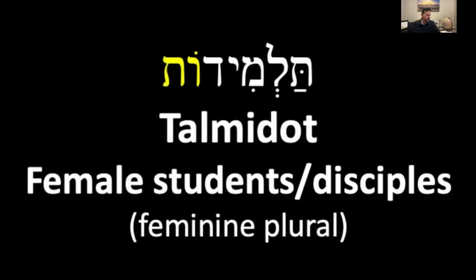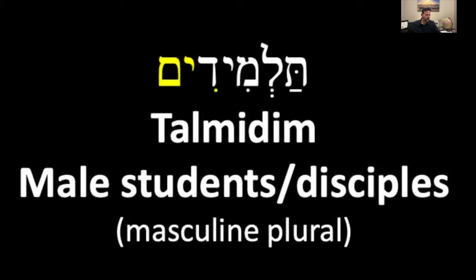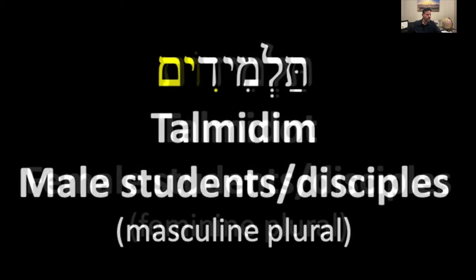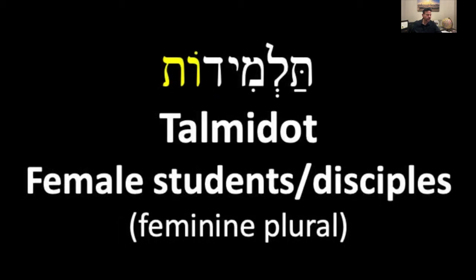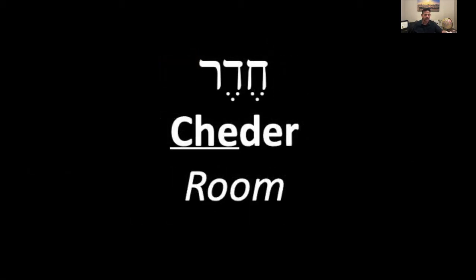So notice the difference between Talmidim, where it's male students. It could even be male and female, but there is at least one male present. And Talmidot, if there's only female students or disciples. Now, let's imagine that these Talmidim or Talmidot are in a room. That would be cheder. So let's say I go to a name like Dan.